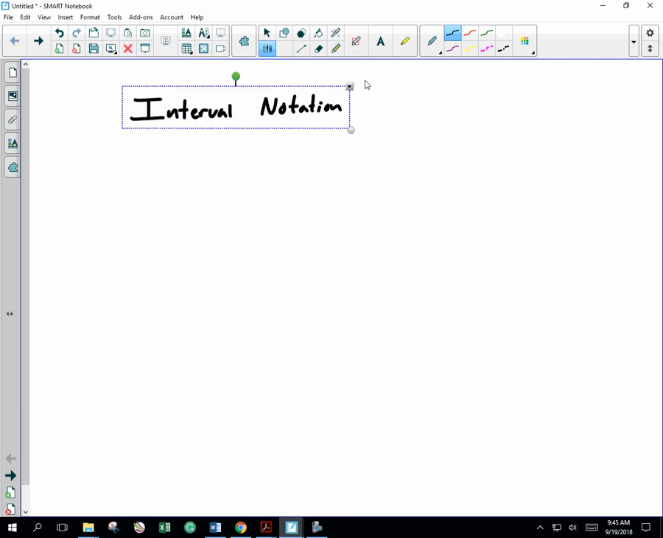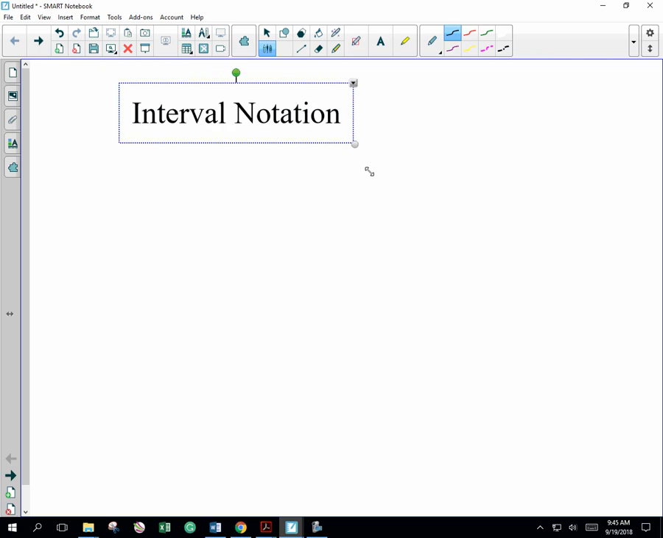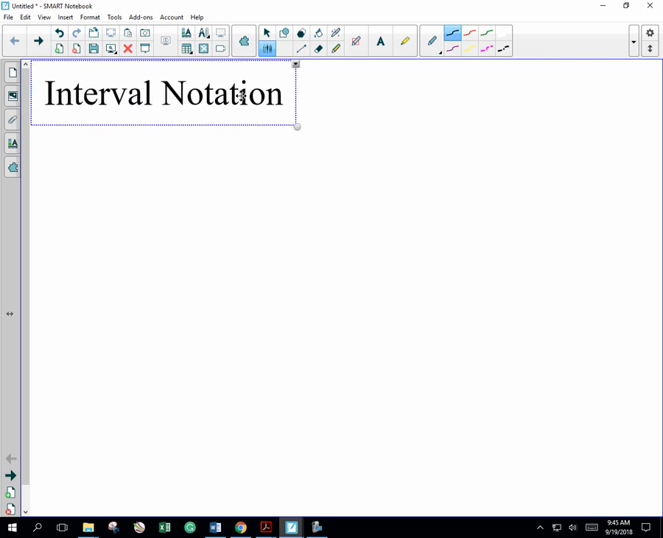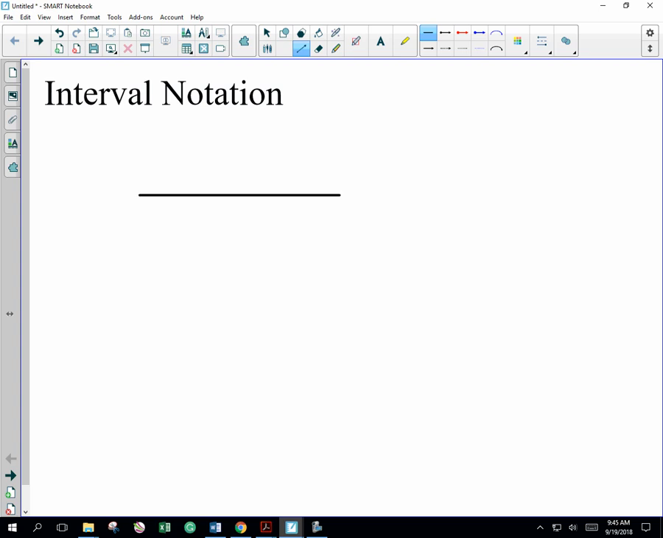So interval notation, if you didn't figure it out, is just like a number line. So we're going to start with a number line. Now, some students overcomplicate things, so I would just keep it simple. Let's say I have -5 and 7.